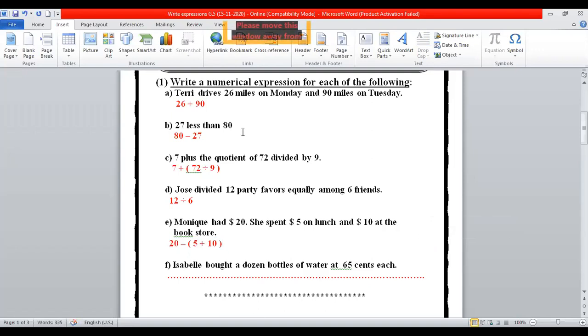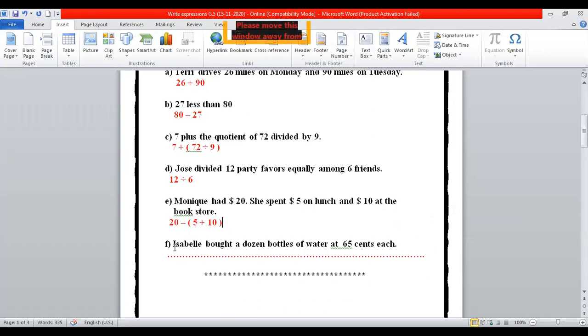Okay. Isabel bought a dozen. What's the meaning of dozen, guys? You know? Dozen here means 12. The word dozen means 12. Okay?